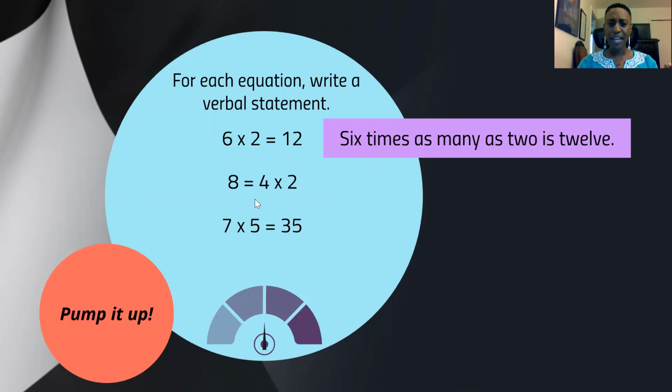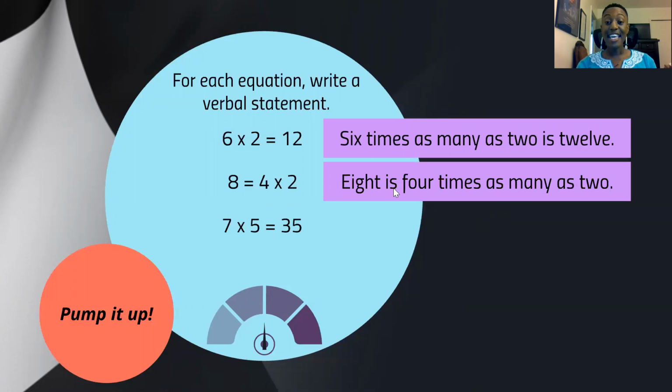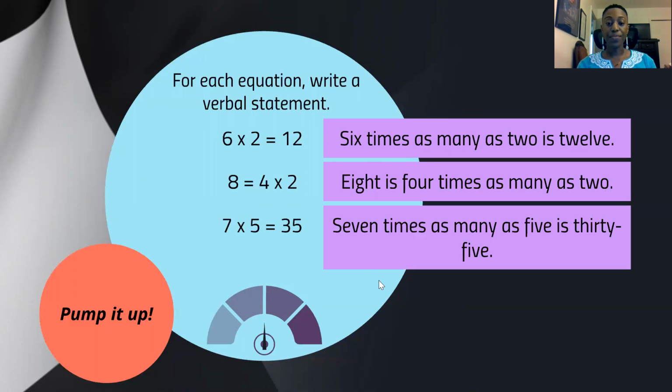This one looked a little different, but I loved how some of us said, I'm not scared. Okay, so how did you write that one? Yes, 8 is 4 times as many as 2. Remember, your equal sign can be on the left or it can be on the right. Last one. 7 times as many as 5 is 35. Give yourself a check if you had those last two, and if not, take a moment to pause to edit.